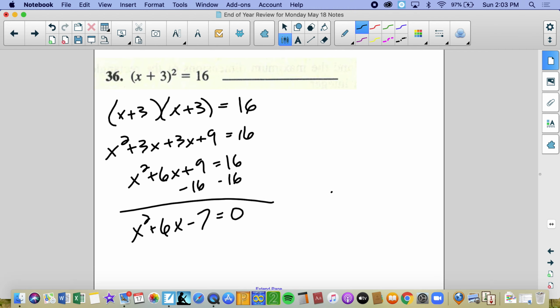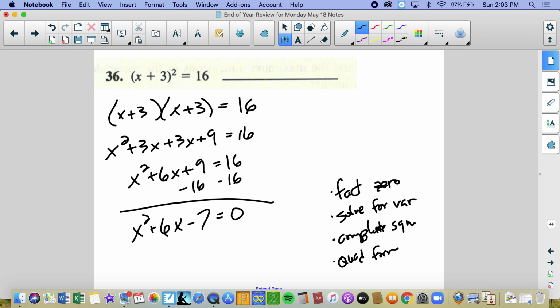We have 4 choices. We can factor and 0 property. We can solve for the variable. We can complete the square. And we can use the quadratic formula. So let's talk about this. We can factor by 0, and that's what we're going to do here. We cannot solve for the variable because there are 2 variables, x squared and x. We can't isolate the variable.